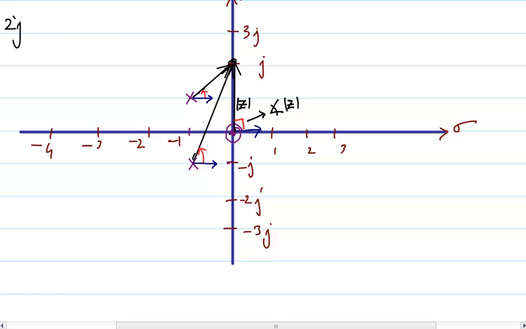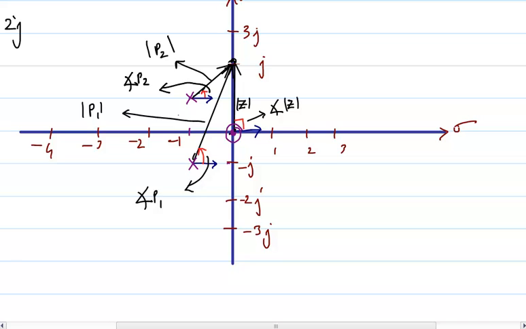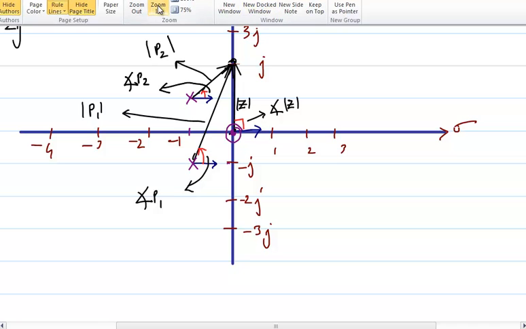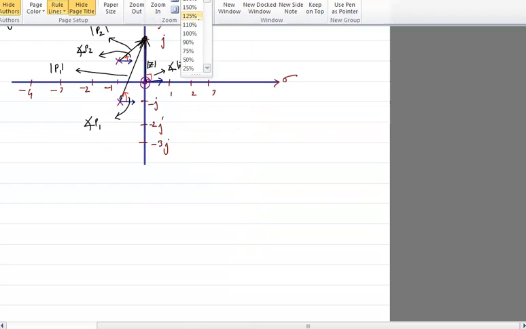We have got two poles. This I will write as the magnitude of pole 1, and this angle I will write as the angle of pole 1. This I will write as the magnitude of pole 2, and this angle I will write as the angle of pole 2. Okay. Now let us look at the equation. Let me zoom out.